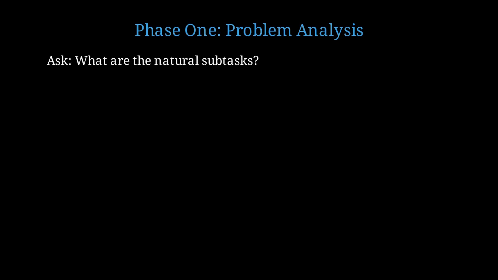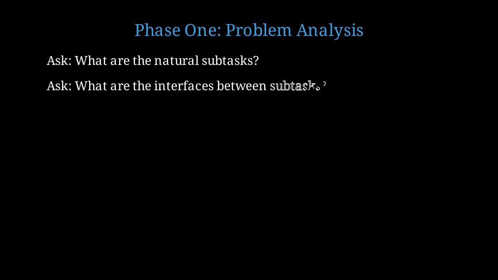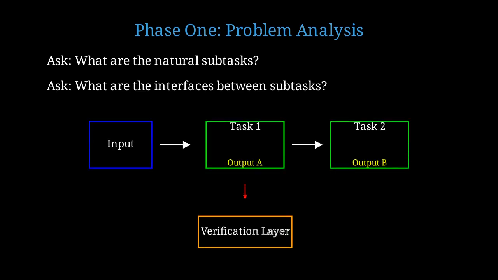For example, in a physics problem, we might separate free body diagram construction, force equation setup, and algebraic solution. What are the interfaces between subtasks? Define clearly what outputs one subtask produces that the next subtask needs. This is critical for verification. Here's the architecture. Each task produces a well-defined output. The verification layer checks outputs against expected properties before passing to the next stage.